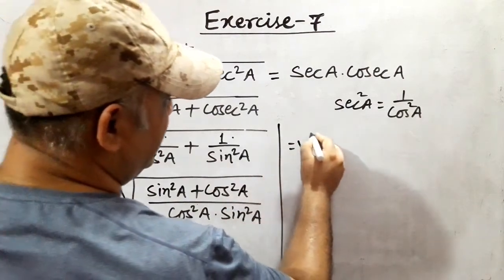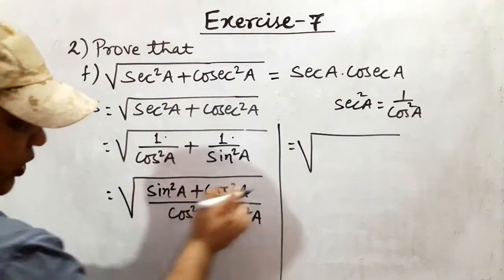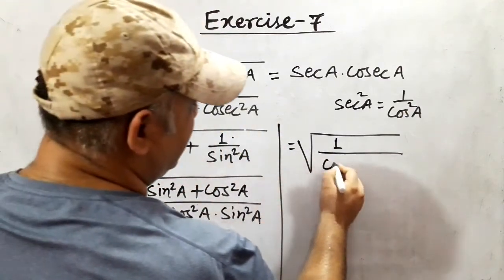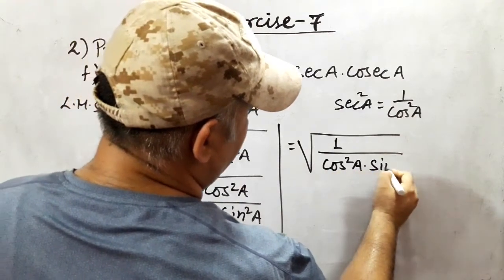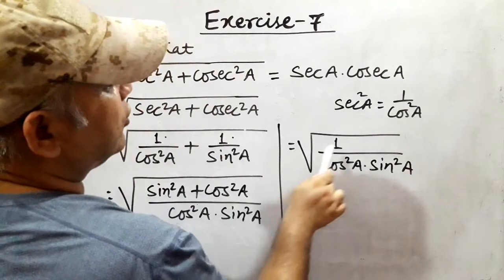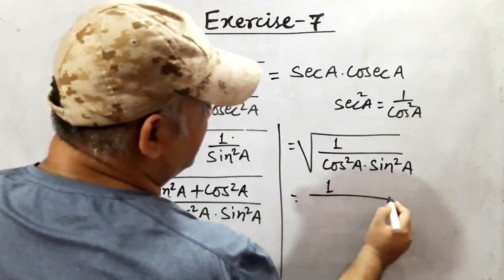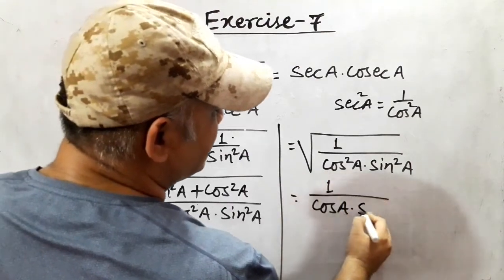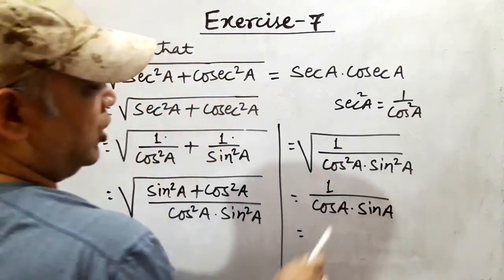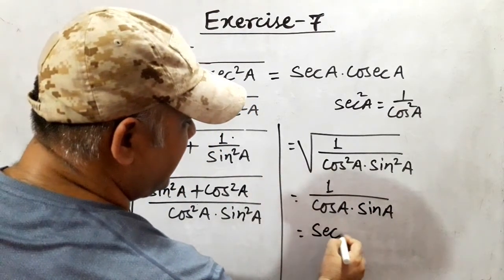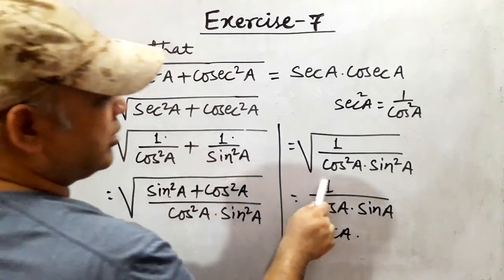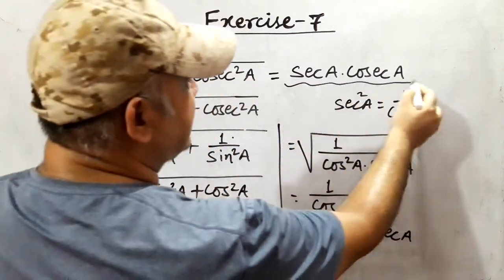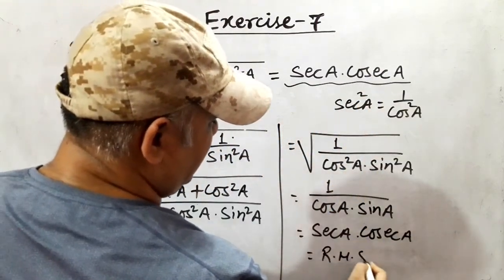So under the root, this becomes 1 by cos square A into sin square A. Square root of 1 is 1. Square root of cos square A, cos A. Square root of sin square A, sin A. 1 by cos A is sec A from reciprocal relation. 1 by sin A is cosec A. We have the right hand side. It's proved.